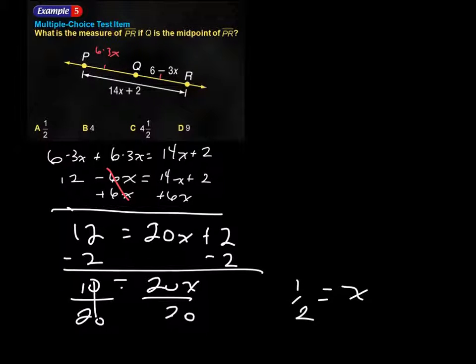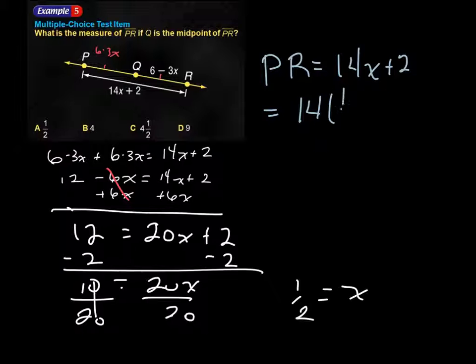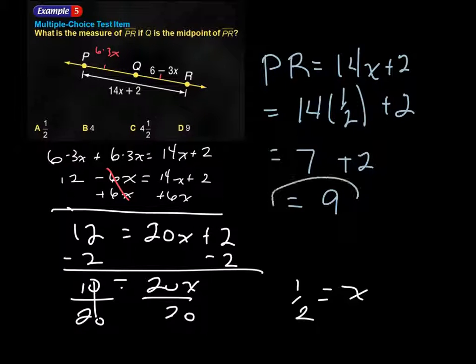Now, someone is going to pick choice A as the answer because we have 1/2. But the question asks, what is the measure of segment PR? So to finish the question, we need to substitute in 1/2 for the x. So 1/2 of 14 is 7, plus 2 is 9, which happily is one of my choices.